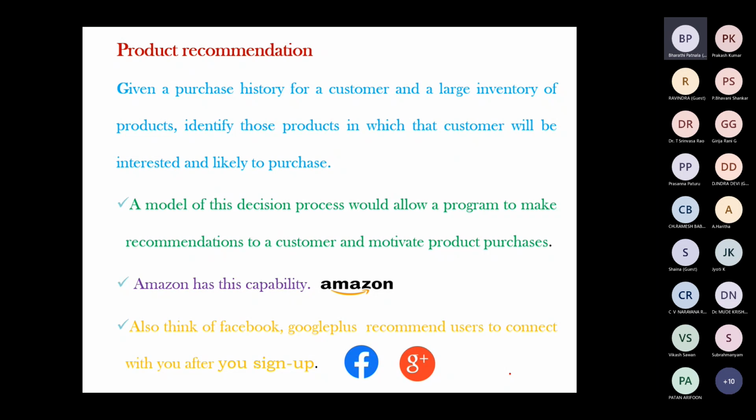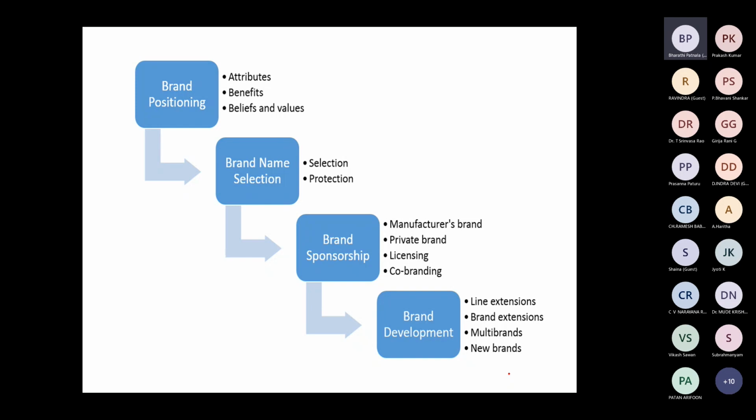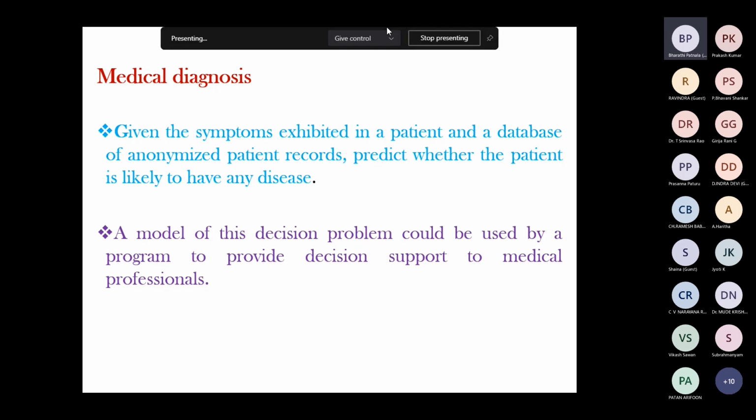So Amazon has this capability. It has a better product recommender system, and when you consider Facebook and Google Plus, all of these also recommend users to connect with you after you sign up. When you see Facebook, you can see other friends you may also know in your list, and you can add a friend like that. Okay, so that is also given. This is based upon how the recommender system works on product recommendation, based upon brand positioning, brand name selection, brand sponsorship, or brand development. Like that, there are different key factors we have, based upon which we can promote the product.